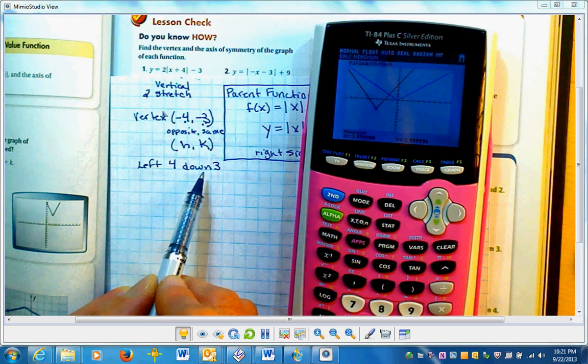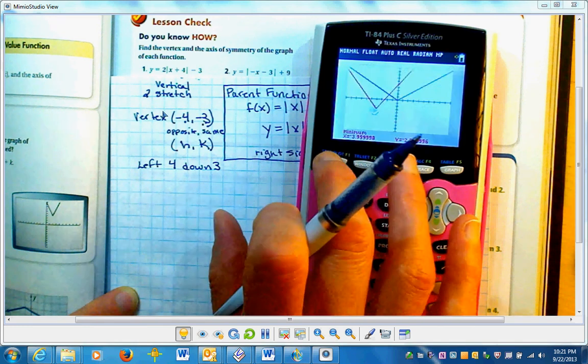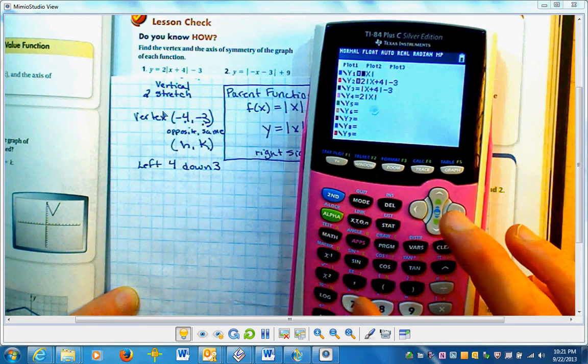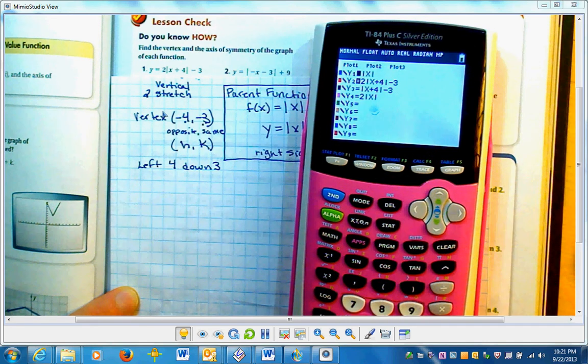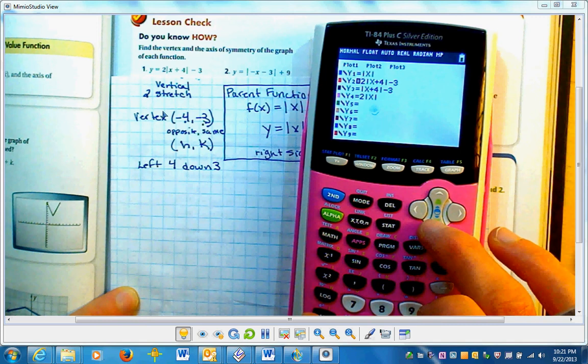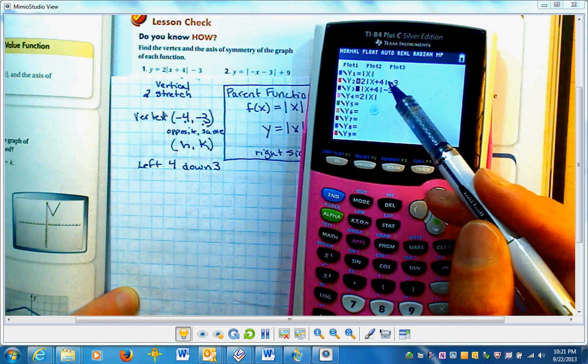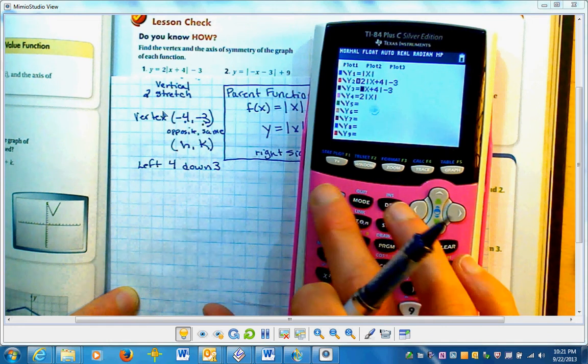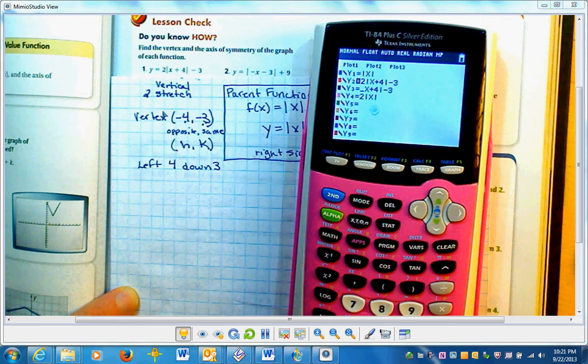Okay, so one more thing I want to show you. I'm going to go back to my y equals. I'm going to turn off my parent function for a minute, and I'm going to go down, and I'm going to make my y3 look just like my y2, except I'm going to do something a little different. So I can insert something here. I'm going to go to second, insert. I'm going to put in 2. So now y2 and y3 look exactly the same.